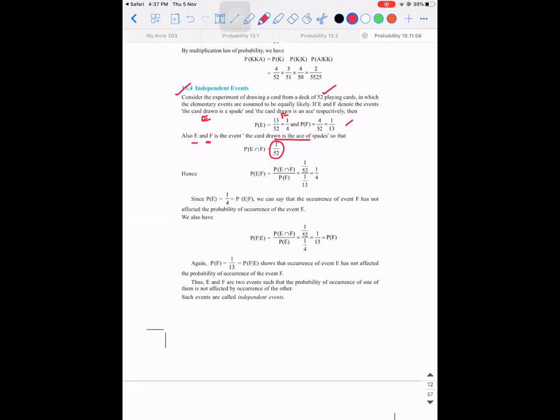What is the probability of E given F? So let's read it. Probability of E given F is probability of E intersection F divided by probability of F. What is the probability of E intersection F? That is the ace of spades.